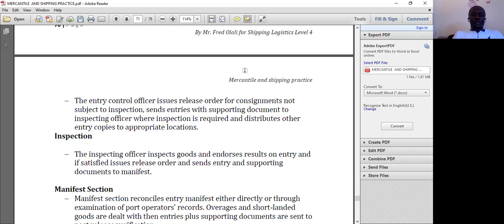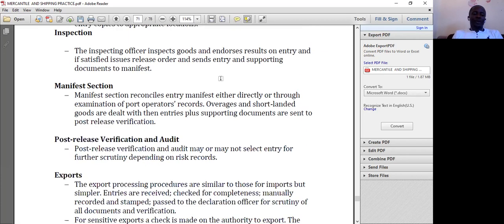The declaration officer selects a consignment for inspection based on the risk assessment. Then the entry control officer issues a release order for the consignment, subject to inspection, and sends the entries with supporting documents to the inspecting officer. When it comes to inspection, the inspecting officer inspects the goods, endorses the result on the entry, and if satisfied, issues a release order. In the manifest section, reconciliation takes place of the entry and manifests, either directly or through examination or port operators' records.